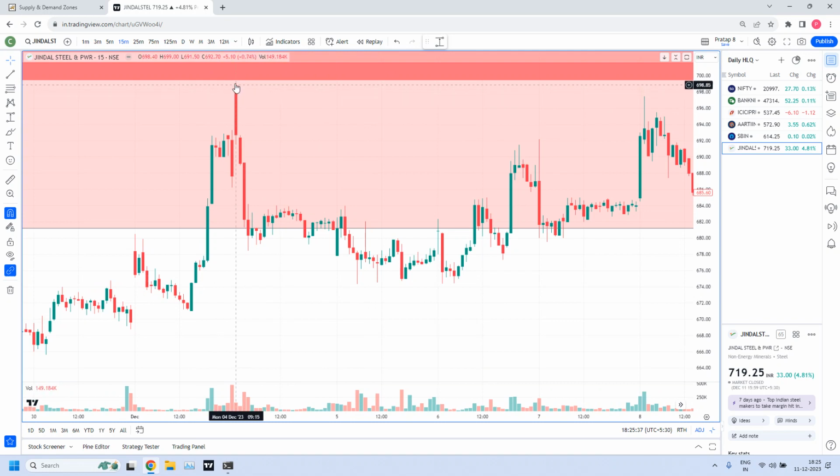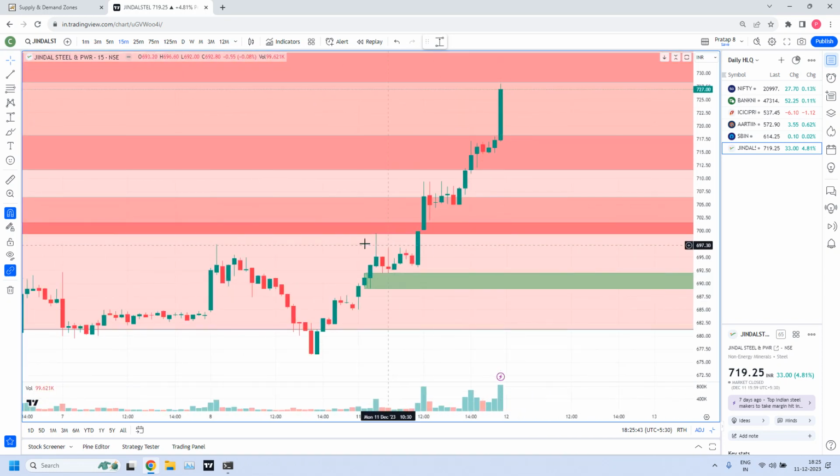Previously, this candle came very close to this. That means it might have consumed some of the orders here. And today again, it consumed some more orders. That's why it's better not to take a second trade.